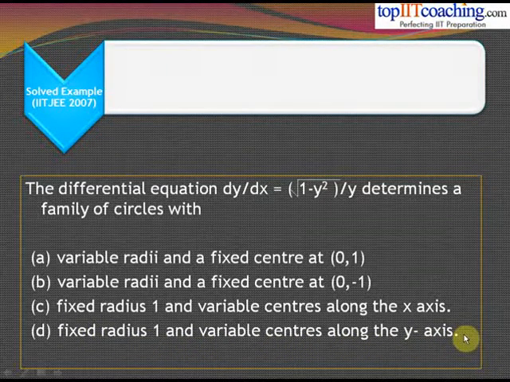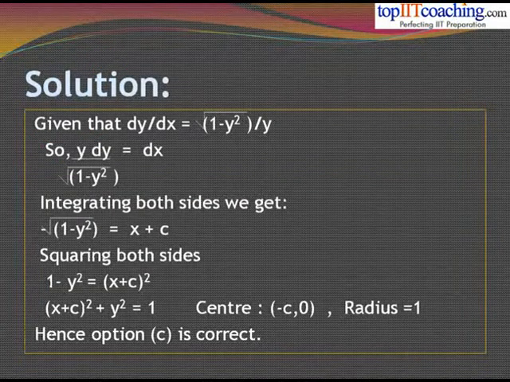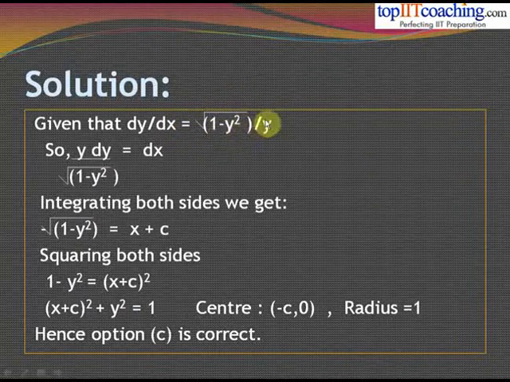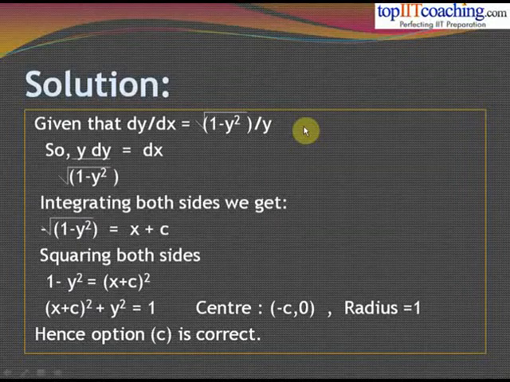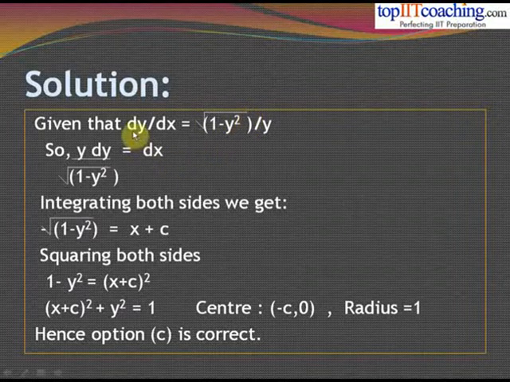So in this problem we have been given a differential equation and we have to find out which of the four options is correct. So the first step is to solve this differential equation. Now dy by dx is equal to under root of 1 minus y square by y. Now we can say that dy by dx is equal to a function of y into a function of x. Here a function of x is nothing but a constant. So what we do is we bring this expression which comprises only y to this side of dy and we bring dx to this side.